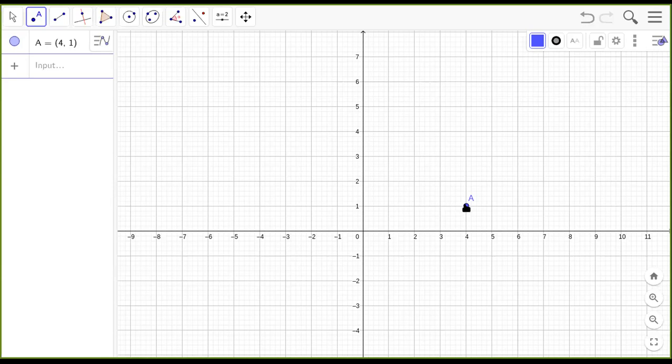Abscissa is nothing but the distance of the given point from the y-axis. This vertical axis is the y-axis. So at what distance is A from the y-axis? You can see 1, 2, 3, 4. So it is at a distance of 4 units from the y-axis. That 4 is nothing but your abscissa. The distance of the point from the y-axis is called the abscissa.